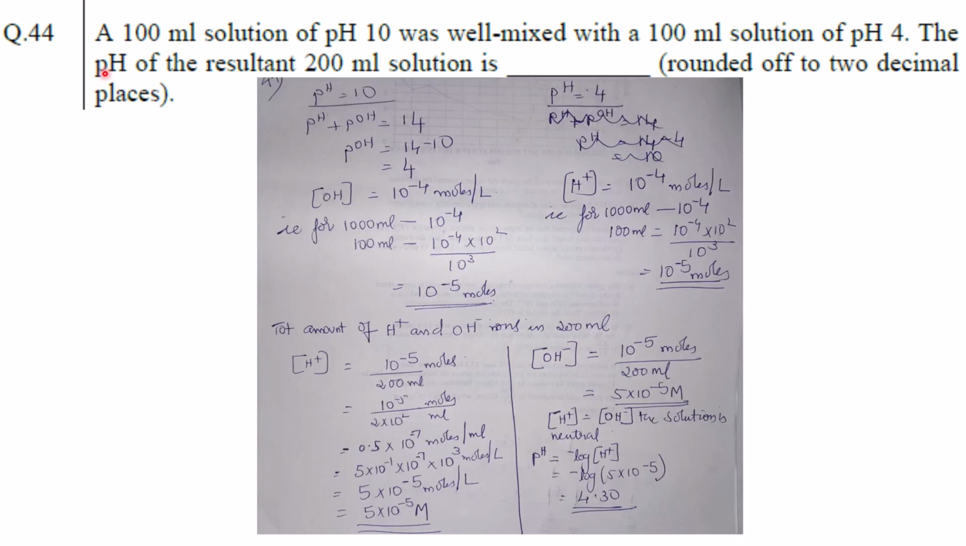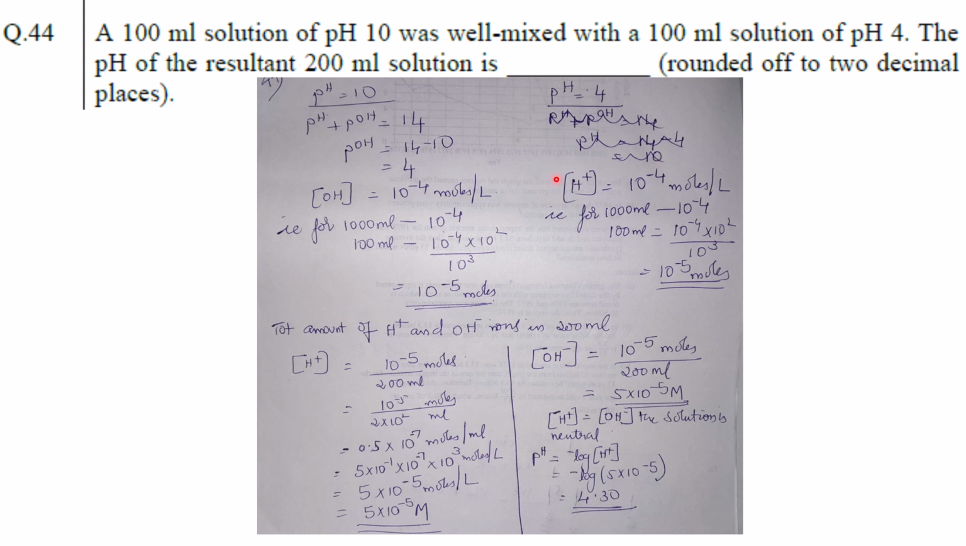Then next one. A 100 ml solution of pH 10 was mixed with 100 ml solution of pH 4. What is the pH of the resultant 200 ml solution? Basic chemistry question. So pH is equal to 10. pH plus pOH is equal to 14. So pOH is going to be 4. Concentration of OH is 10 raised to minus 4 moles per liter. So in 1000 ml you have 10 raised to minus 4 moles of OH. So in 100 ml, that is what they have taken, it is 10 raised to minus 4 into 10 raised to 2 divided by 1000. So it is 10 raised to minus 5 moles.